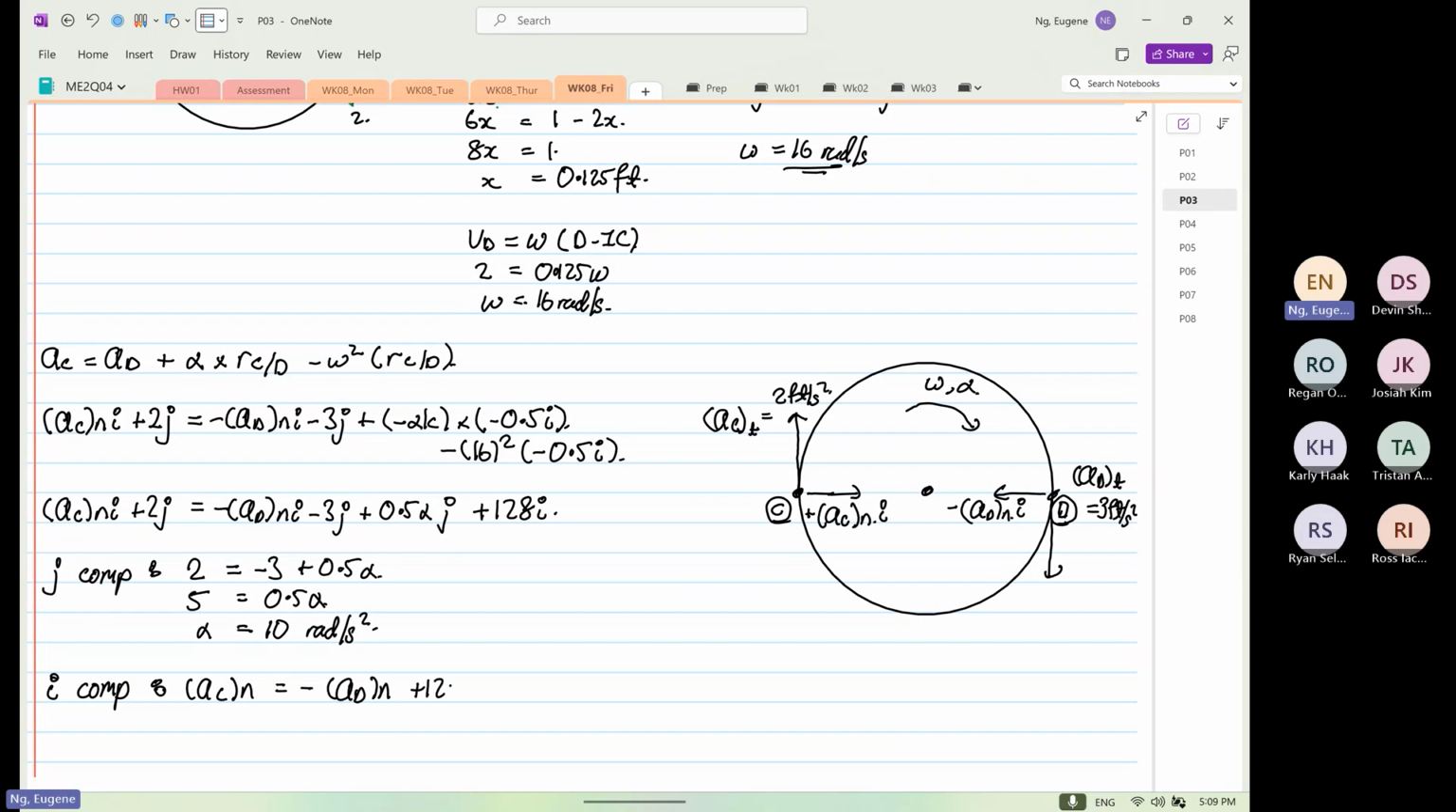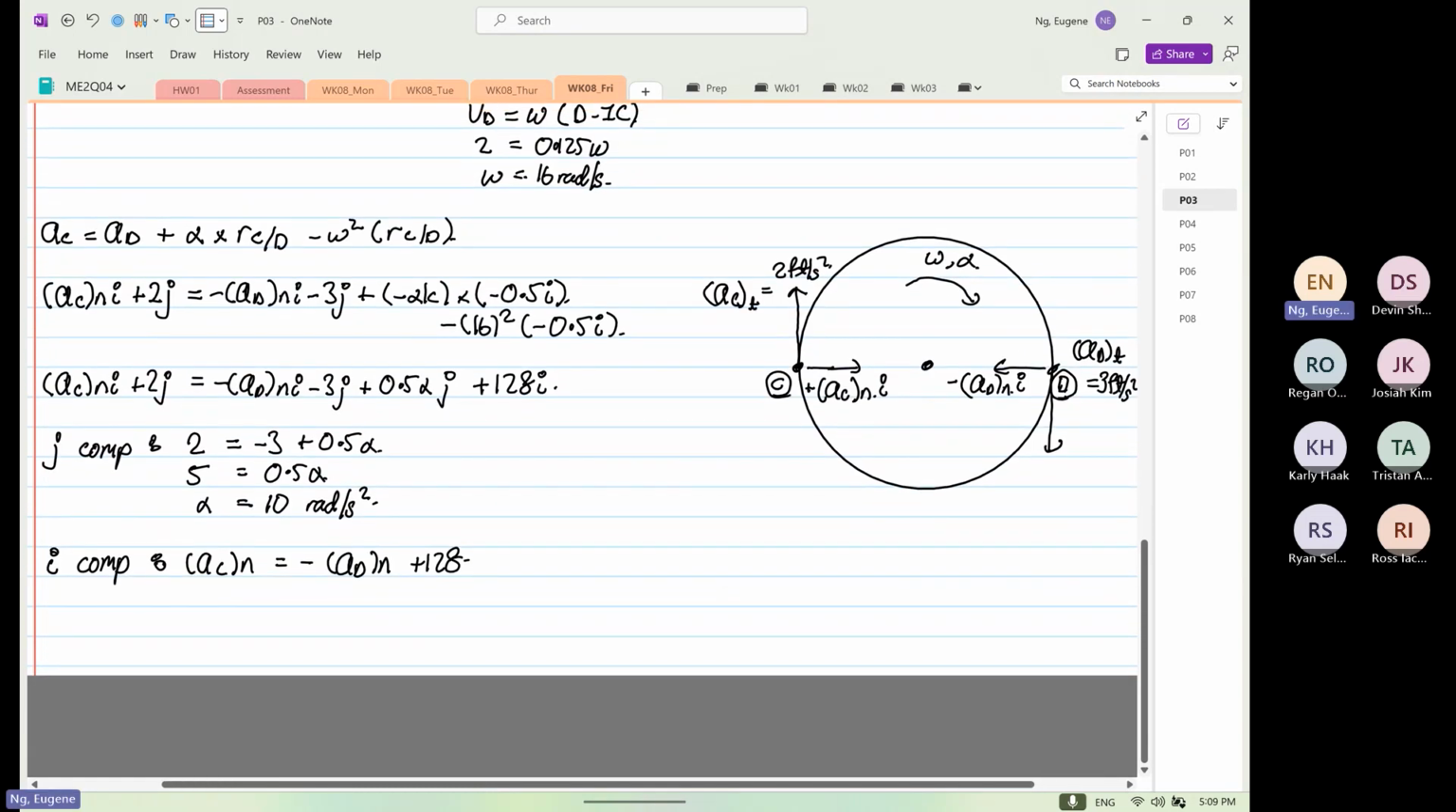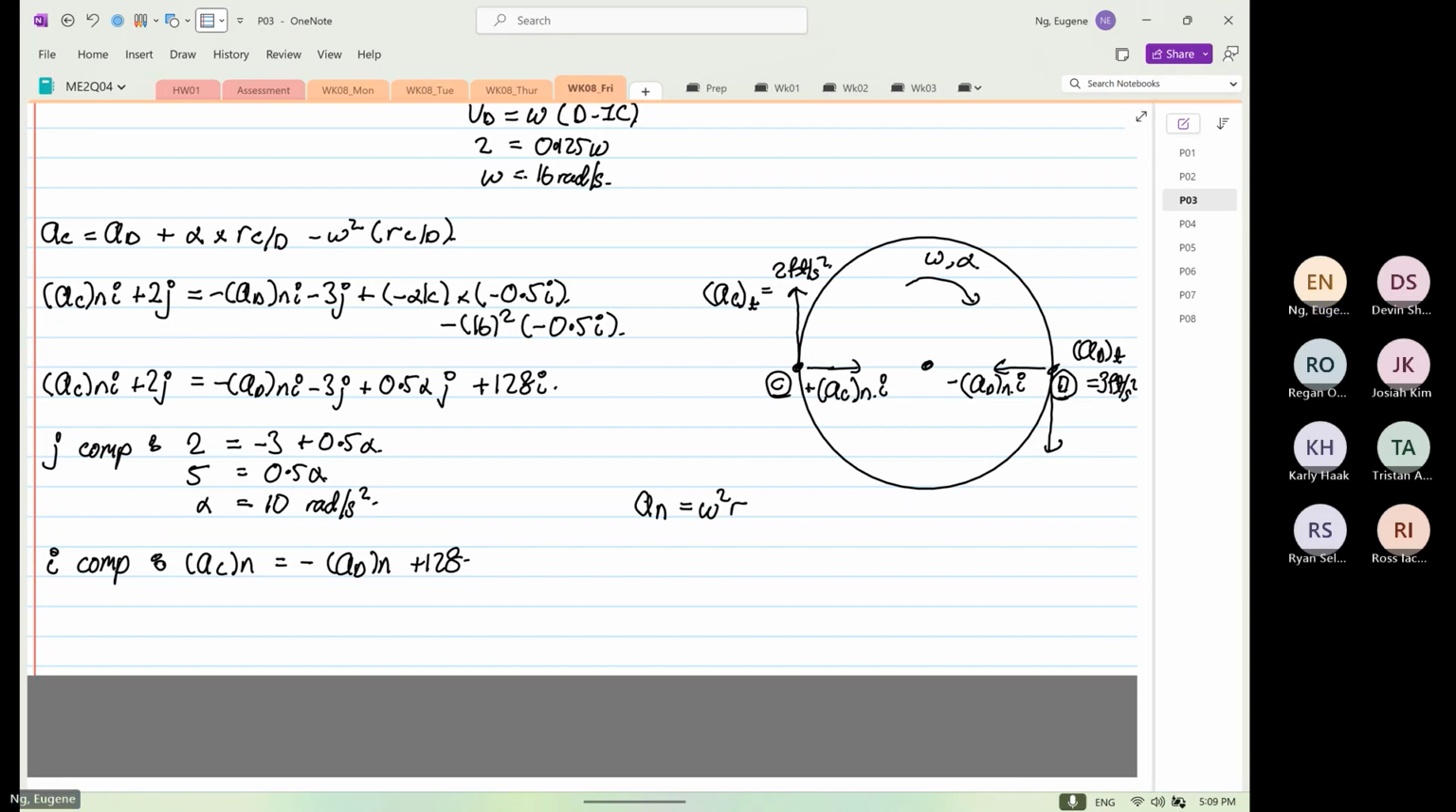And this will be plus 128. Okay. So remember, I wrote a formula regarding acceleration in the normal direction, and this is equal to omega squared r, right? This is equal to omega squared r. Okay. So omega squared over here is equal to how many? Omega is 16 squared multiplied by the radius, which is equal to 0.25. So this will be equal to what? 16 times 16 times 5 by 25 is equal to 64.